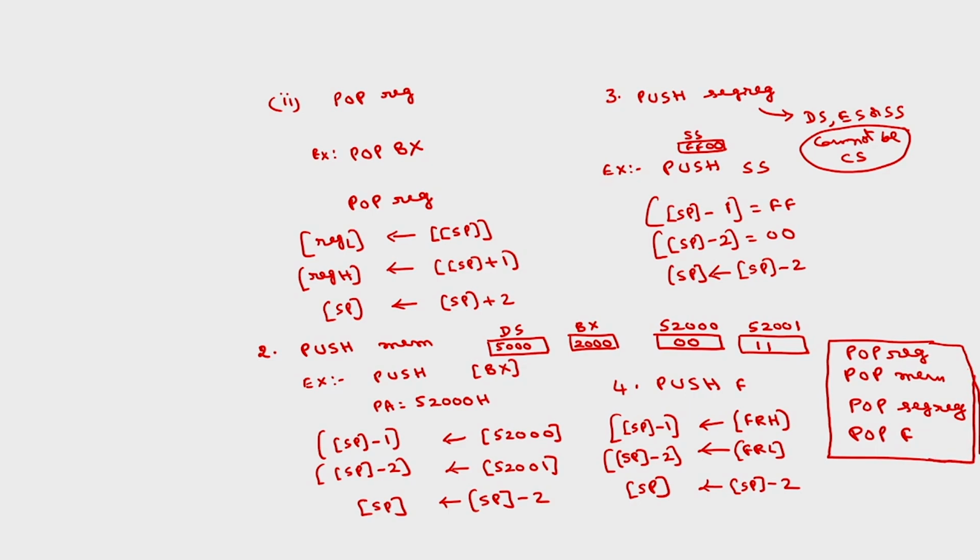Here I have explained for pop register: contents of SP to register lower, contents of SP plus 1 to register higher, SP plus 2 becomes SP. Pop memory is also the same. Whatever the memory location that we are going to compute, that physical address will be present here, physical address plus 1, SP becomes SP plus 2. In this case, the lower order segment register, higher order segment register, and in this case, lower order flag register, higher order flag register. This is about the push and pop instructions.